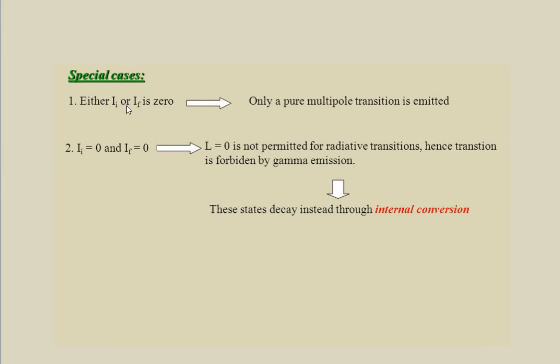Otherwise I_i or I_f must be zero. Okay, total angular momentum of initial nucleus or total angular momentum of final nucleus, if any one of these is equal to zero, that one is a pure multipole transition. Okay, suppose I_i is equal to 0 to I_f is equal to 0, so L is equal to 0 is not permitted. So if that type of gamma ray is not possible here, it is forbidden itself, there is no gamma emission.